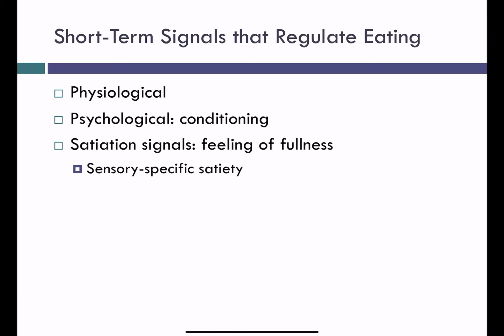Satiation signals are feelings of fullness that tell someone to stop eating. There are psychological components of this. For example, there's the decline in positive incentive from food. So the first piece of pizza you eat is really, really good. The second one's pretty good. If you get to a fourth or fifth piece, you're probably not really enjoying it as much.